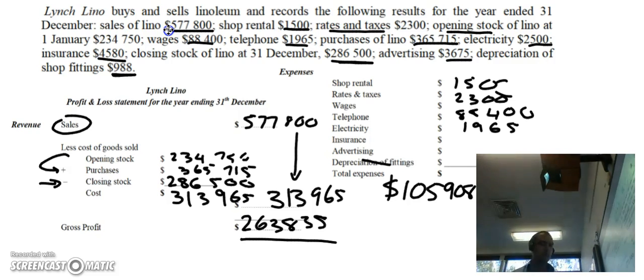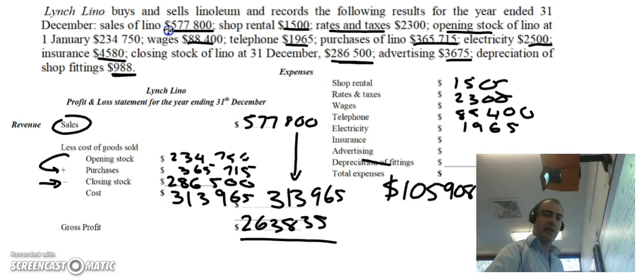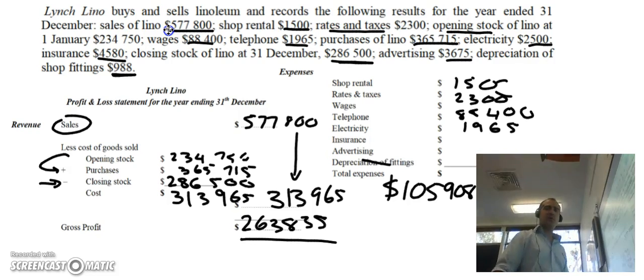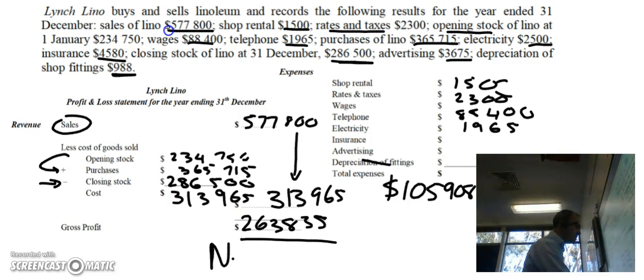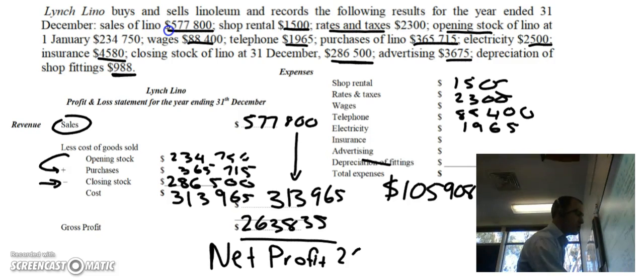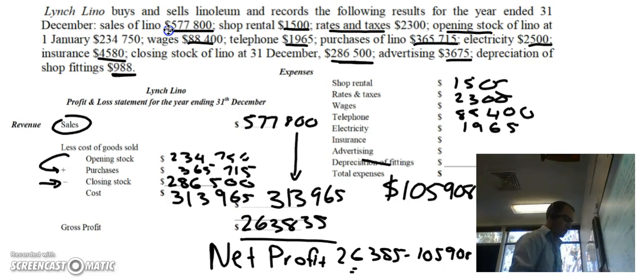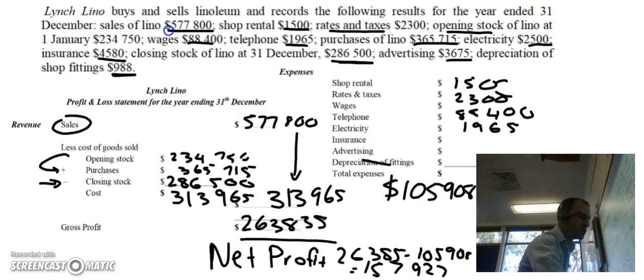So our net profit and our gross profit. Our gross profit was $263,835, but we had expenses of $105,908. So what is our net profit? It's the difference between the two. So it's 226,385. Take away the $105,908. Our net profit is $157,927.